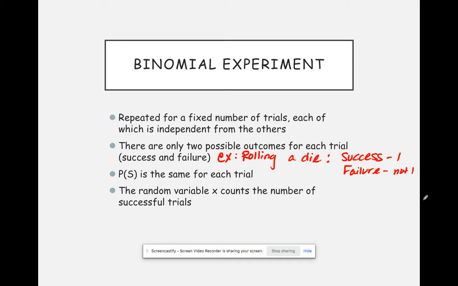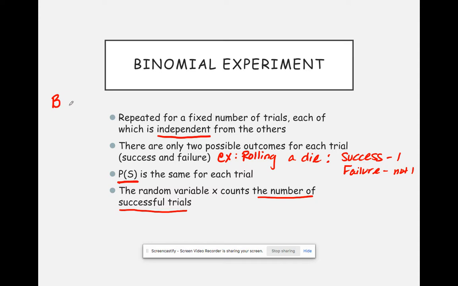The third criteria is that the probability of success, so this notation here, probability of S, is the same for each trial, which really is kind of tied to the independence piece. And then what we're interested in is calculating the number of successful trials in a certain set of chance processes. So, when we're trying to see if something fits this binomial experiment, we have some conditions that we can check.